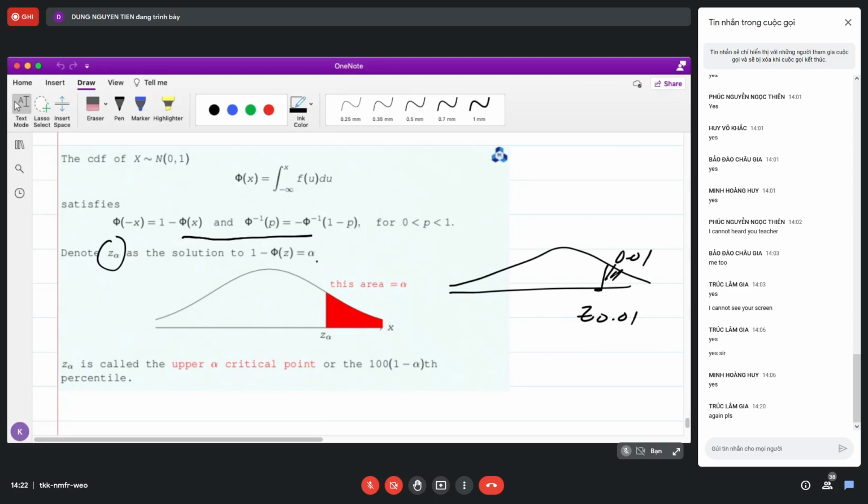Again, the cumulative distribution function of the standard normal distribution is denoted by capital phi of x. Z alpha is called the upper alpha critical point of the standard normal distribution. It is the point such that the area to the right is alpha. So if the area over here is 0.01, then you denote this point by Z 0.01. That's all. It's just the notation.